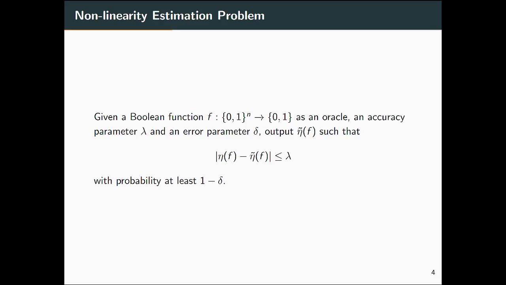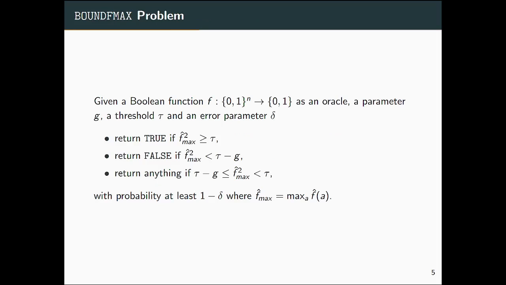Now, we try to solve the non-linearity problem by solving a simpler problem called the BOUNDFMAX problem. The problem is, given a Boolean function f as an oracle, a parameter g, a threshold tau, and an error parameter delta, you decide if f-hat max squared is greater than or equal to tau or less than tau minus g. If it's between them, return anything. Here, f-hat max means the maximum Walsh coefficient.